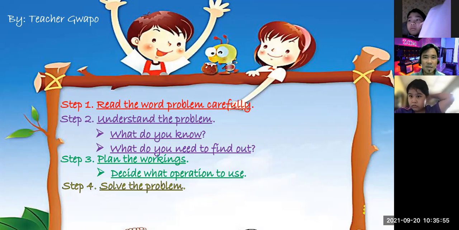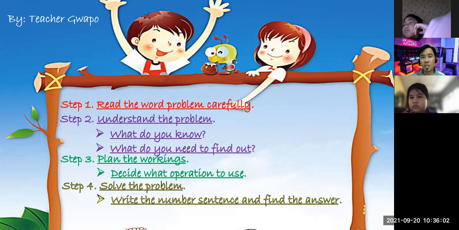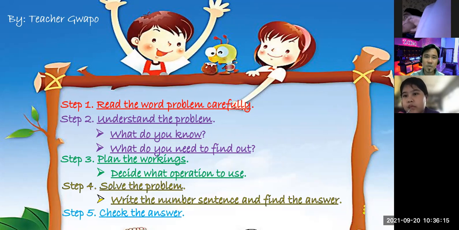Now, that's the time that you will solve the problem. How to solve the problem? Of course, you need to write the multiplication equation, or let's say, number sentence, just like 2 times 2 is equal to blank, something like that. And then step number 5, you will check if your answers are correct. You have to check it again. Every time you do your word problems, you have to check the answers.